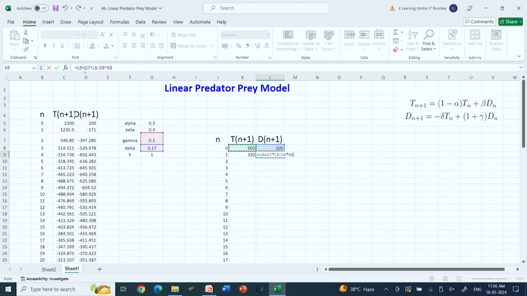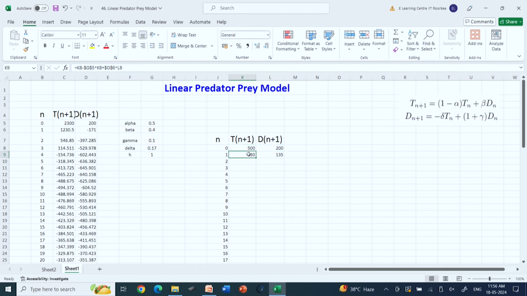So, this is a constant, that is your gamma. Okay, gamma is G7, sorry. So, this will be constant, and this is your delta, which is again a constant.